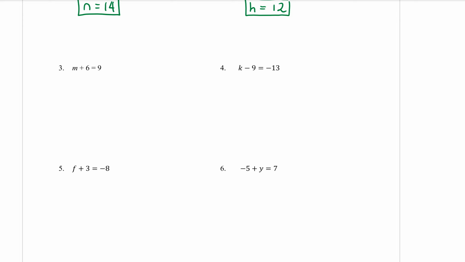Question 3. I have an m that I'm trying to find. Then I want to do the opposite of a +6, which is -6. Okay, get rid of, cross that off. The m is now by itself. That was the goal. I subtract. I go 9, take away 6, which is 3, and that's the answer.